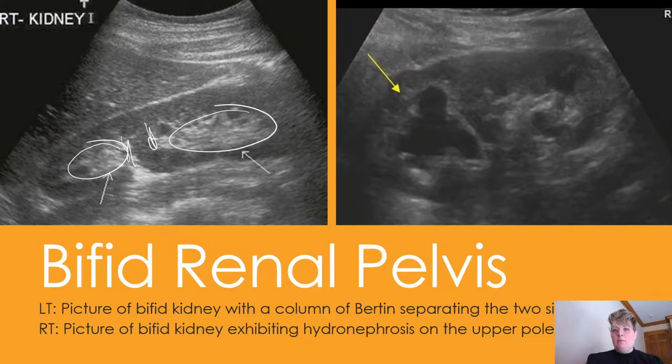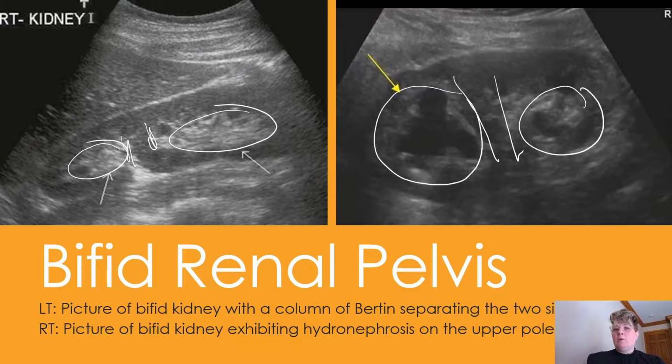The picture on the right, again, we have that pertinent column of Bertin, our lower pole, and now on our upper pole here, we're seeing that fluid within the renal pelvis, exhibiting that hydronephrosis that is quite common on the upper pole. Now, the only way that we can determine if this is a true complete or incomplete is to watch the ureteral jets. If we see two jets coming from the same side, then it is pretty safe to assume that the patient does indeed have a complete bifid renal system.